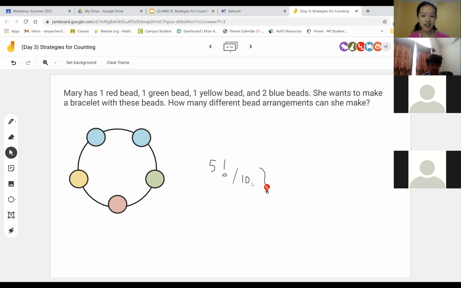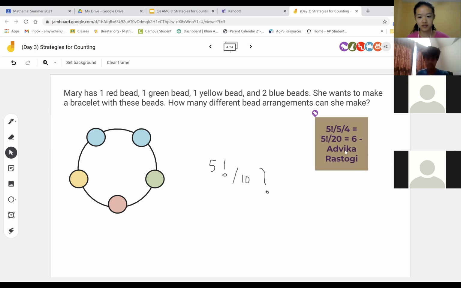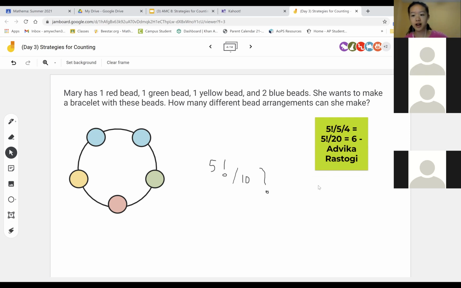Whoever's writing on the slide, you're on the right track. Just do note that there are these two identical blue beads. Advika, I think you're right.